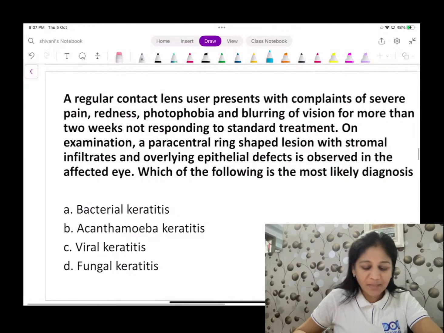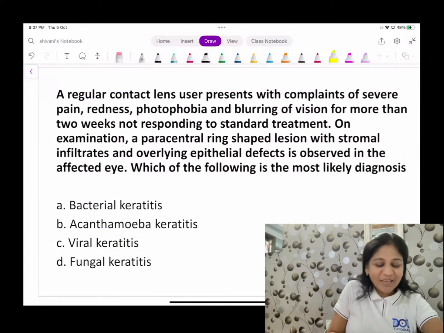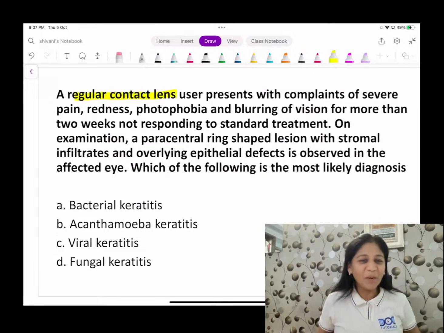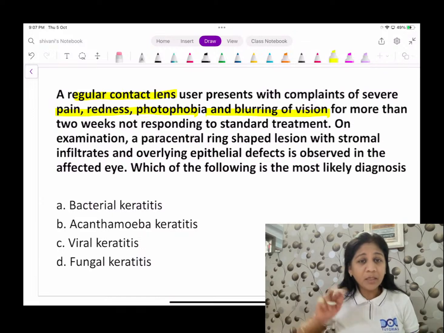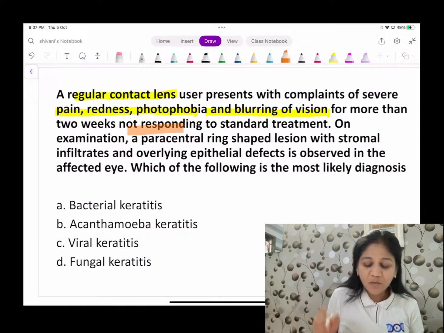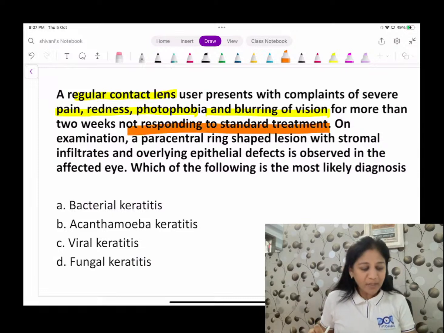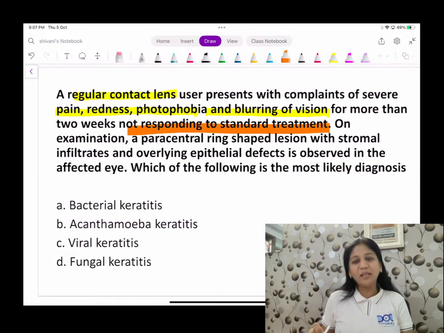Now let's move on to the second question. Here we are talking about a regular contact lens user. Okay, so this is your first clue to your answer. A regular contact lens user presents with complaint of severe pain, redness, photophobia and blurring of vision for more than 2 weeks. Please remember, it's not responding to standard treatment. When you examine, a paracentral ring-shaped lesion with stromal infiltrates and overlying epithelial defects is observed in the affected eye. So what is the most likely diagnosis?